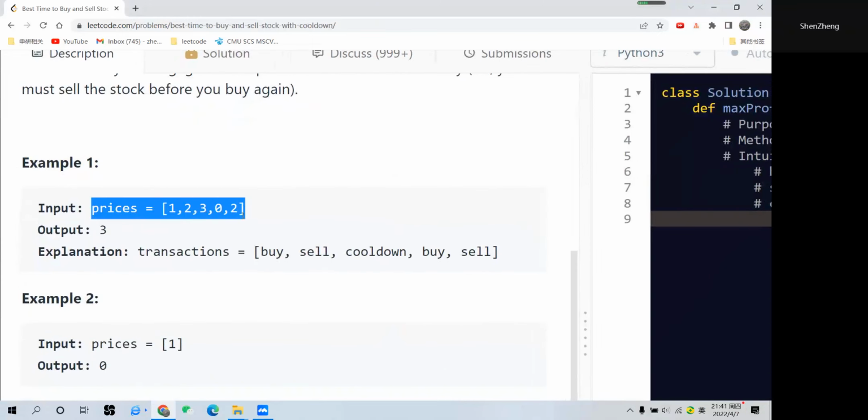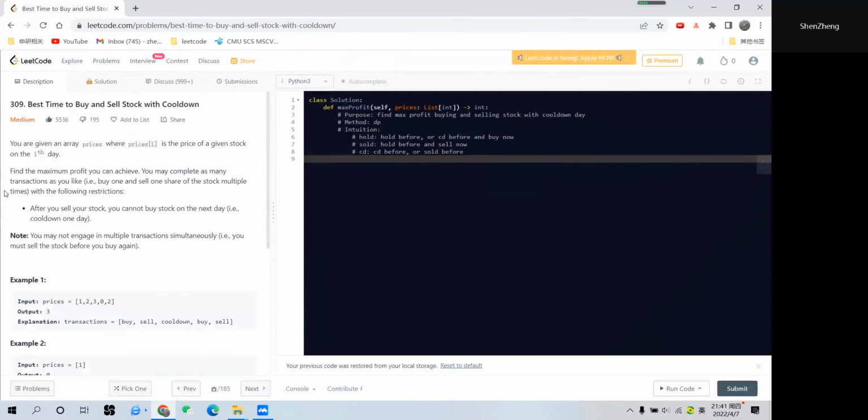Example 1 has a price array, and let's say we purchase on the first day and sell on the second day, we get a profit equal to 1 here. After we sell the stock on day 2, we cannot do anything on day 3, and we therefore enter the cooldown day for day 3. After that, on day 4, we make another purchase, right? And finally, on day 5, we make another sale. So we get another profit equal to 2 here. Adding this 1 and this 2, we get the total profit of 3. Okay, now we've finished the problem description.